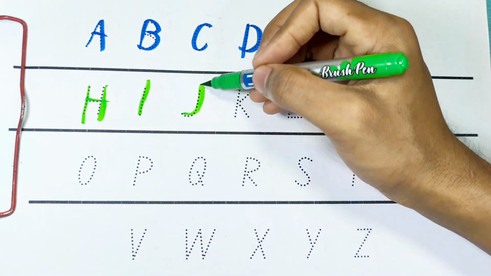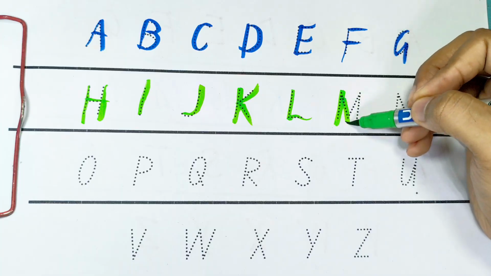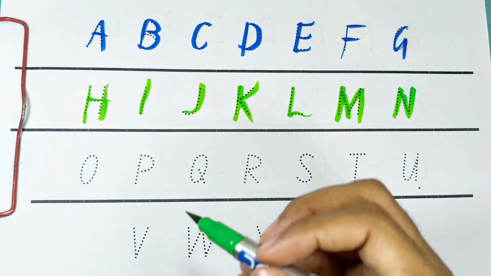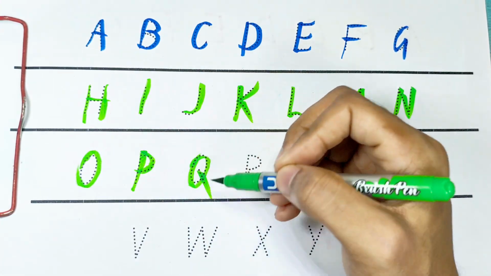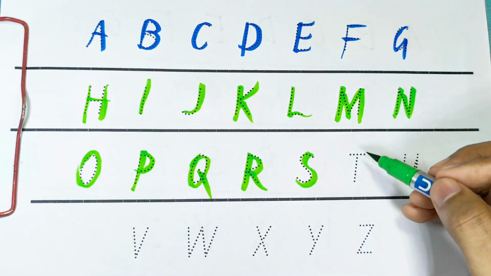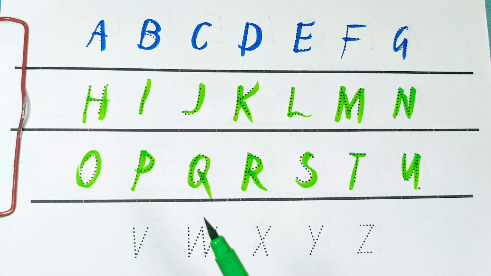I, J, K, L, M, and the next one is N for nose and for nest. Now you draw O, P, Q for queen. The next one is R, S, T for tiger, U for umbrella.